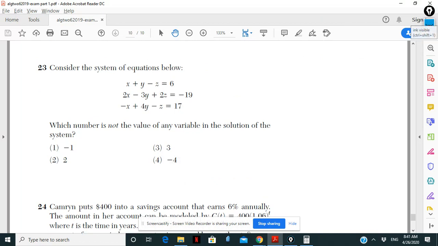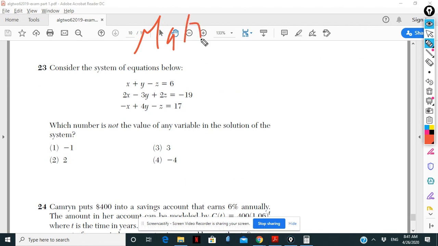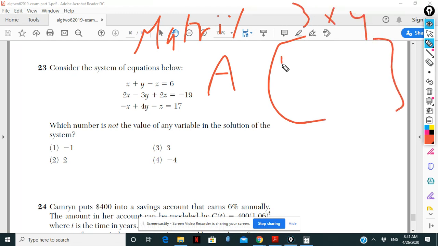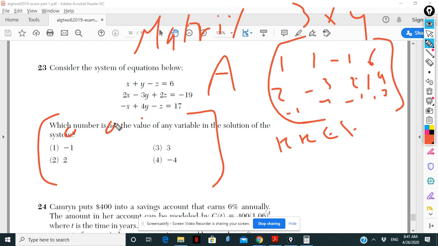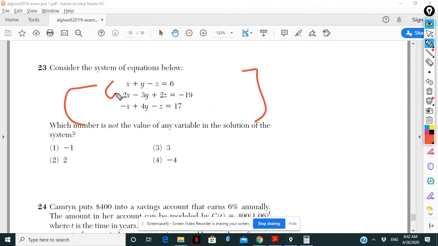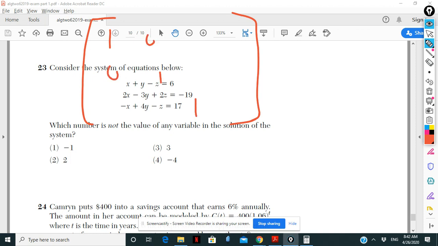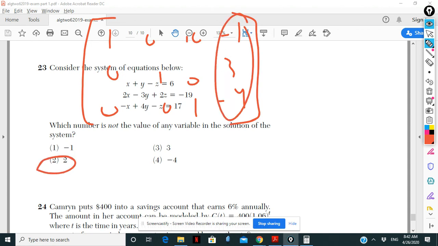Okay, question number 23. So I can use the calculator, going for matrix, and for A, making it 3 times 4, and I write here 1, 1, negative 1, 6, 2, negative 3, 2, negative 19, negative 1, 4, negative 1, 17, and using RREF, it's going up by 1, 1, 1, 0, 0, 0, giving you the values negative 1, 3, negative 4. So here the one that doesn't exist is a 2. So the answer is 2.